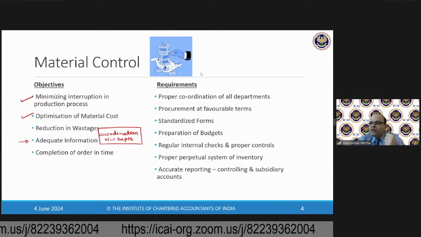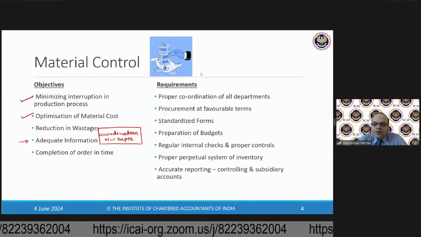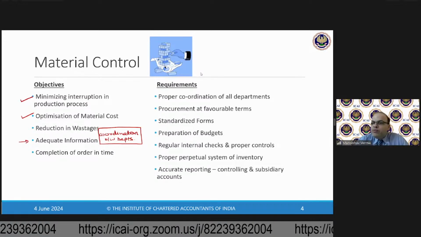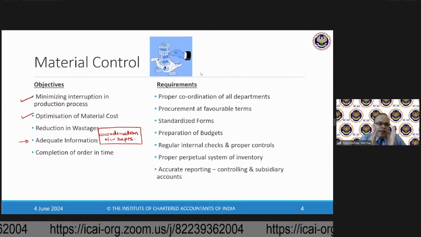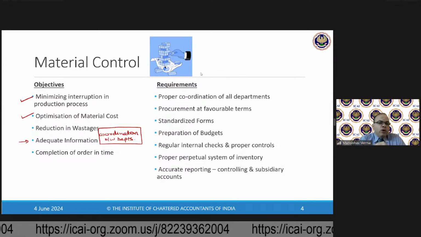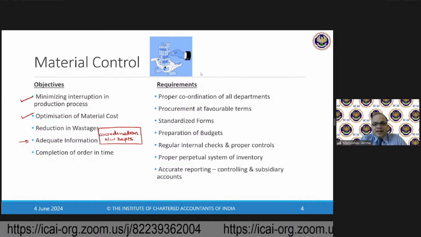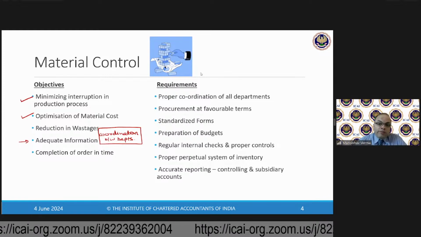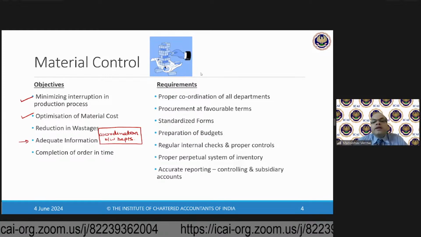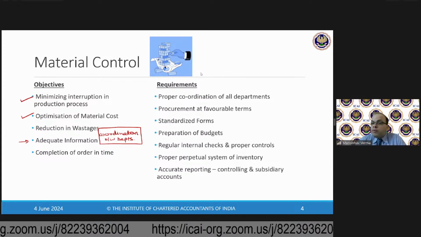So you want to ensure that, based on your experience, you know how much of a particular material may be needed to meet the demand. Of course, the ultimate objective is to keep the customers happy and complete the order in time, right? Now, achieving all this, and when we are talking about coordination of different departments, that's my first prerequisite here. The first prerequisite is proper coordination of all departments.